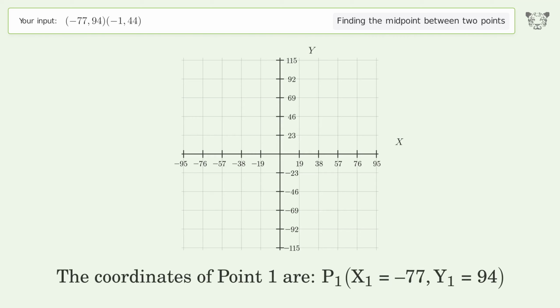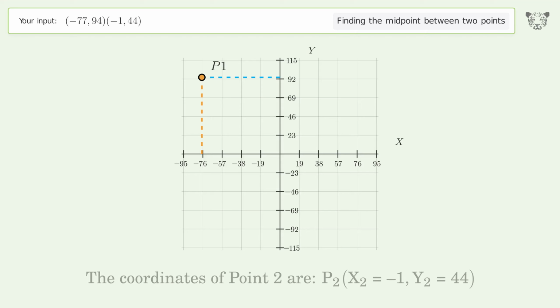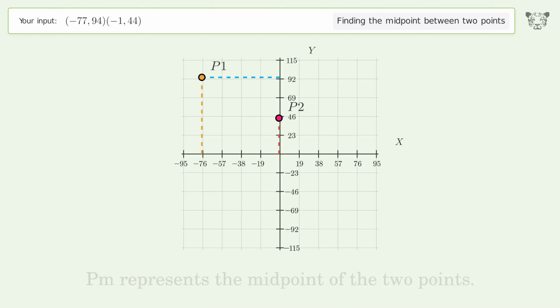The coordinates of point 1 are, x1 equals negative 77, y1 equals 94. The coordinates of point 2 are, x2 equals negative 1, y2 equals 44. PM represents the midpoint of the 2 points.